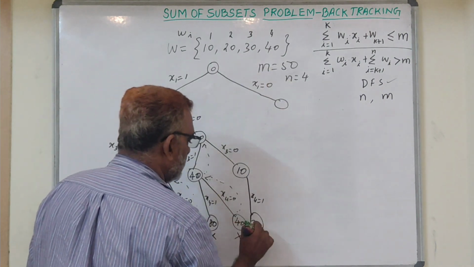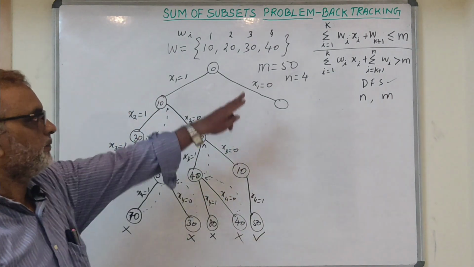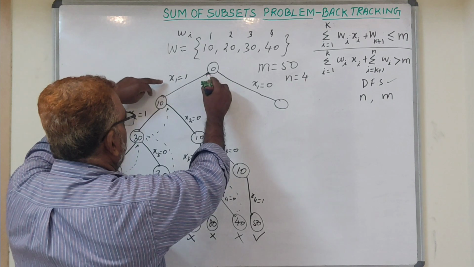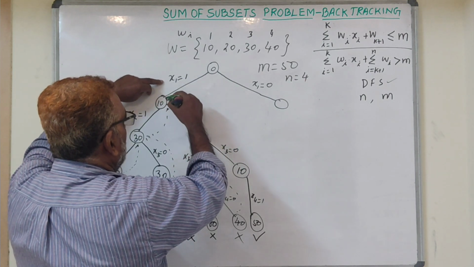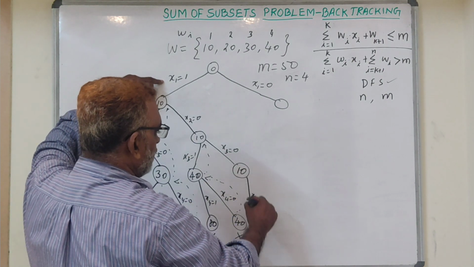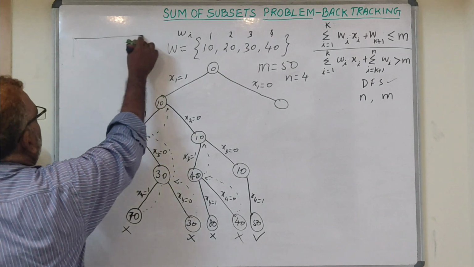10 plus 40, it is 50, which is our goal state. So m is equal to 50. Now we got one result here. So that means x1 is equal to 1, x2 is equal to 0, x3 is equal to 0, then x4 is equal to 1. So this is one particular solution.